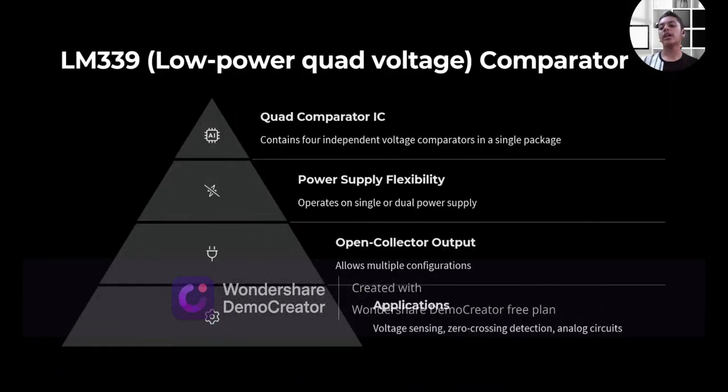And the second component is the LM339 low power quad voltage comparator. It contains four independent voltage comparators in a single package. It operates on a single or dual power supply. It allows multiple configurations. Its applications are voltage sensing, zero crossing detection, and analog circuits.